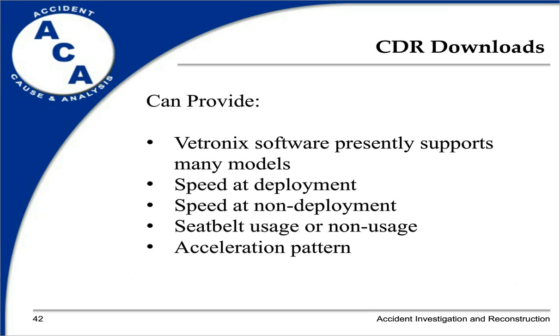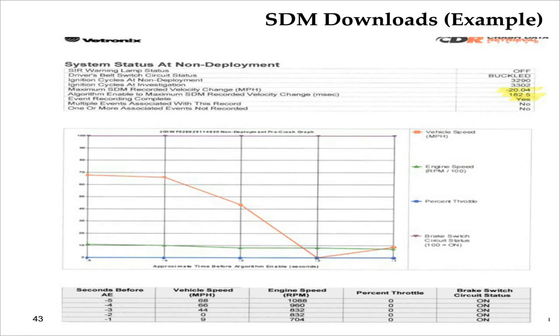This is the type of information you may see. You may see the speed of deployment, seatbelt usage, the speed of non-deployment, and acceleration patterns as far as the person, whether they're braking or had the foot on the accelerator. So you can get very valuable information from CDR downloads, and most of them aren't hard to understand.